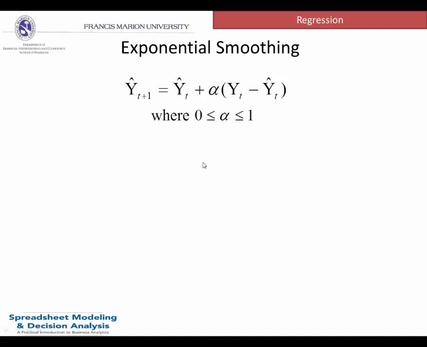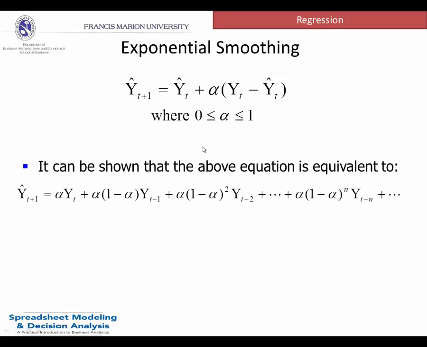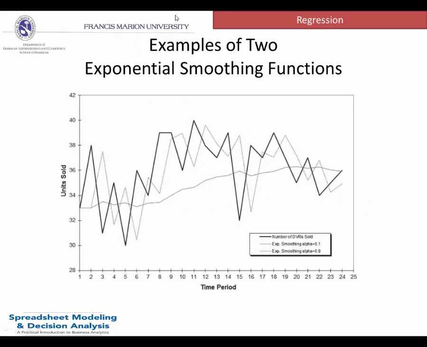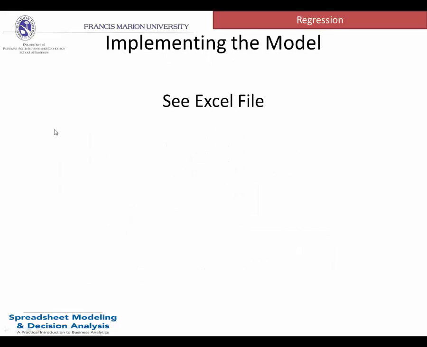So we can expand this equation. And here is an example of exponential smoothing functions. The larger alpha is, as you can see here, the more the data starts following your actuals. It's actually just following your actuals. And the closer it is to 0, the smoother the data is.